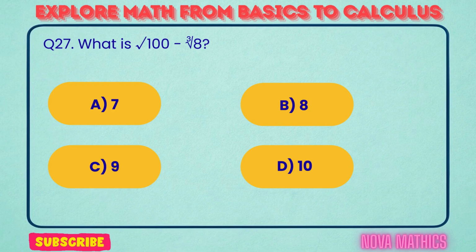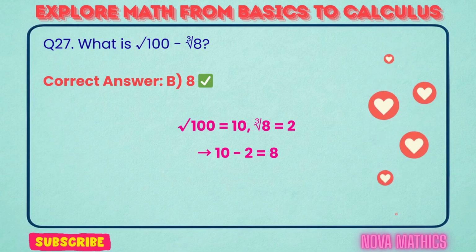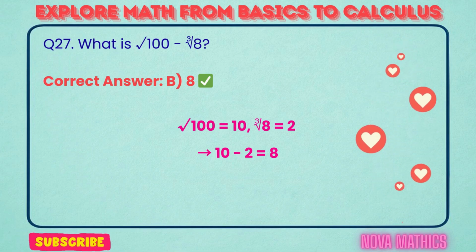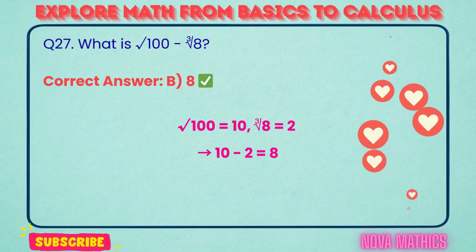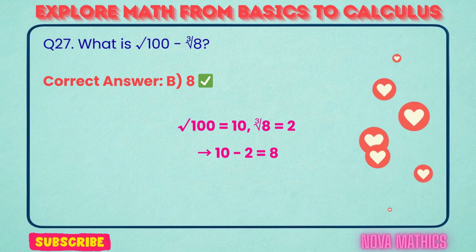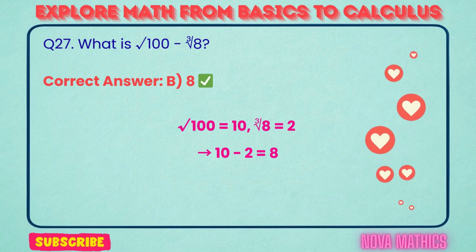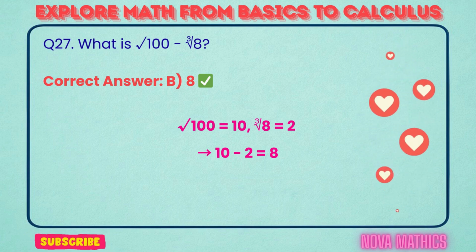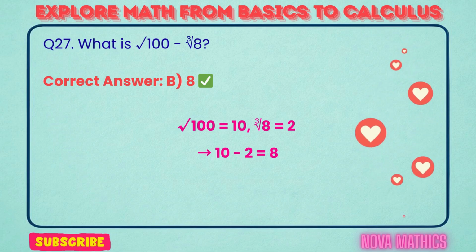27. What is the square root of 100 minus the cube root of 8? Correct answer is 8. Square root of 100 equals 10. Cube root of 8 equals 2. 10 minus 2 equals 8.